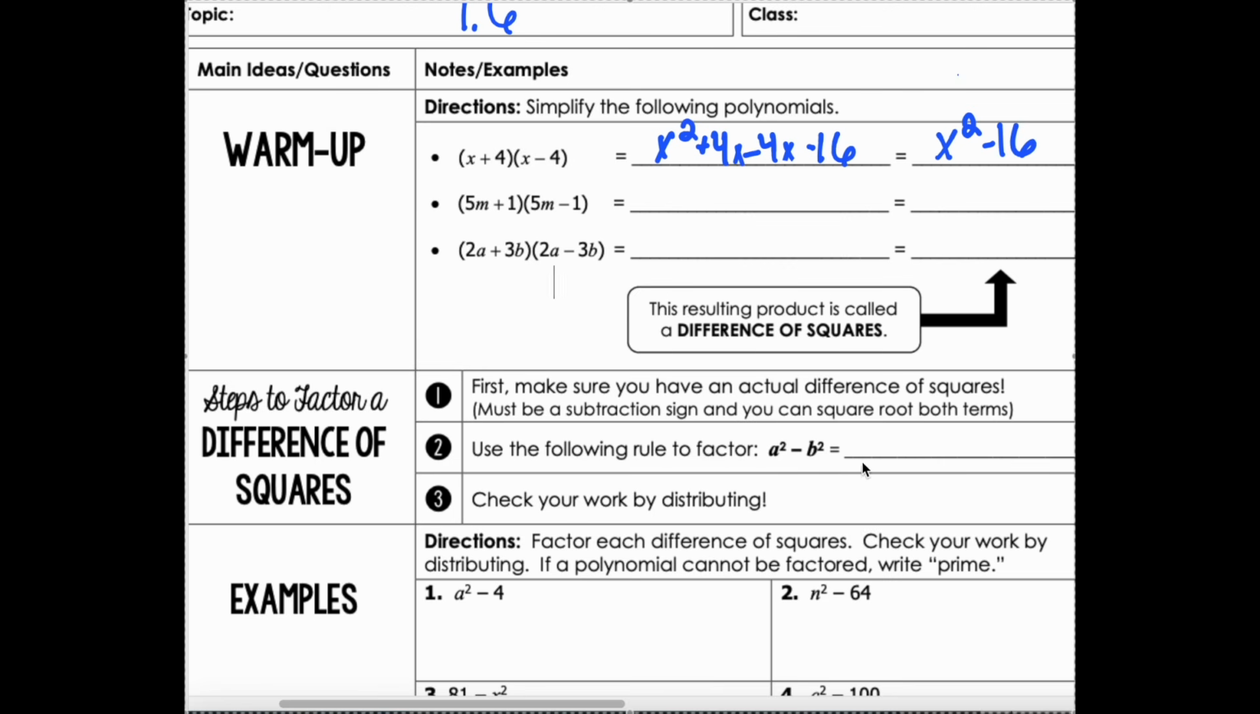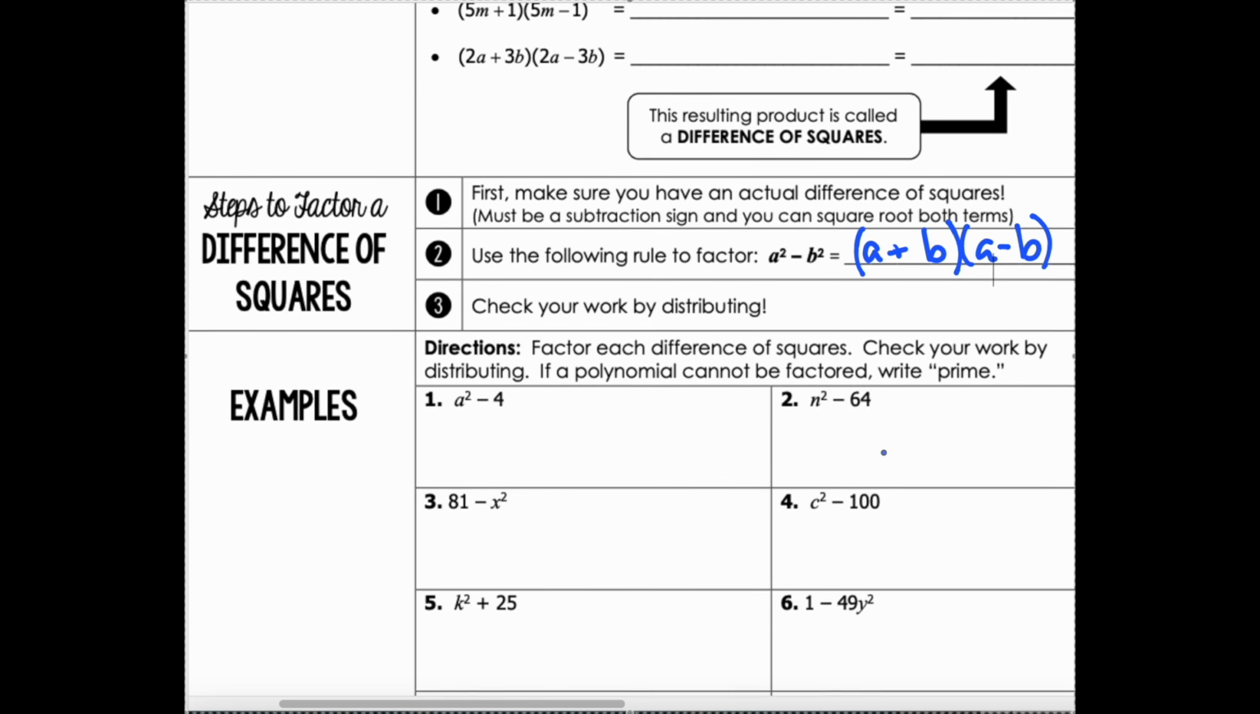So this would simplify to factors that are your a's and your b's, right? A times a is a squared. B times b is b squared. Now, one of them is positive and one of them is going to be negative. Okay, and then check your work by distributing.